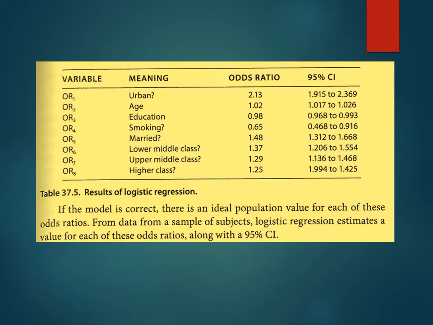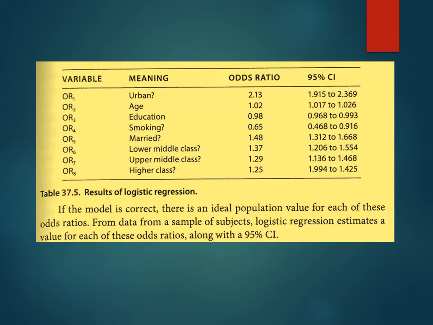So the first one we'll see is looking at whether they're living in an urban environment or not, so I guess more of a rural environment. Based on that, you see the odds ratio is 2.13. So what do you think that means to you guys? So it's higher. They're 2 times as likely to develop obesity, right? If you're living in an urban environment.